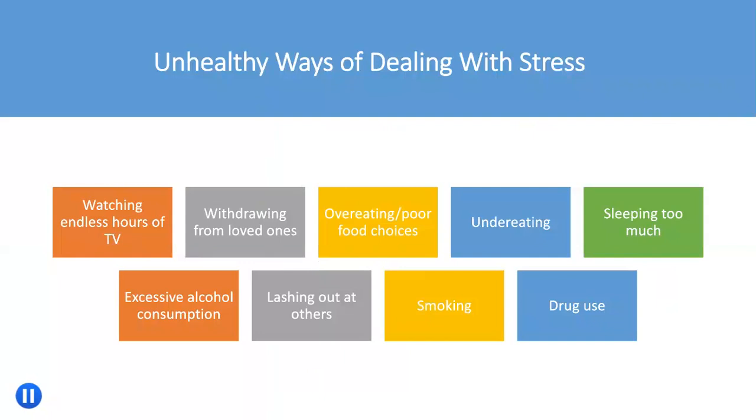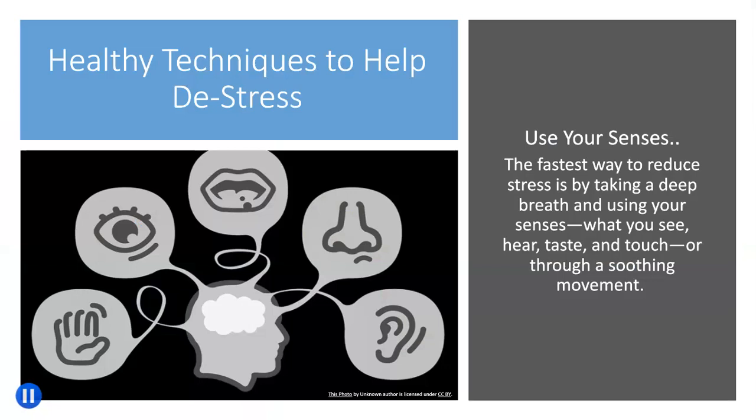Again, there's an opportunity for discussion before moving to the next slide where healthy ways to deal with stress are covered. The fastest way to reduce stress is by taking a deep breath and using your 5 senses: sight, sound, taste, touch, and smell. You can view a favorite photo, smell a specific scent, listen to your favorite music, chew a piece of gum, or hug your pet. This will allow you to quickly relax and calm yourself. When you're both ready, move on to the final slide, which talks about ways to prevent stress.